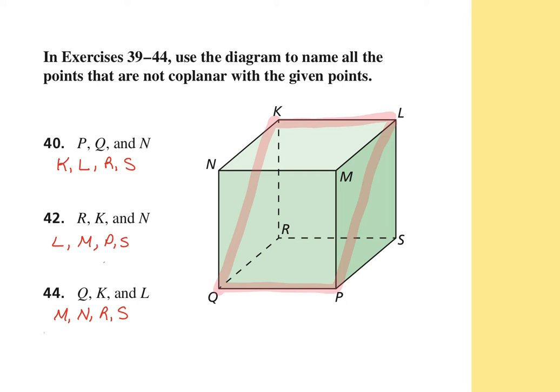So the ones that are not collinear are these front corner ones, N, M, and the back corner ones are S. That's like the hardest part about geometry, trying to figure out what happens that's not already obviously there.